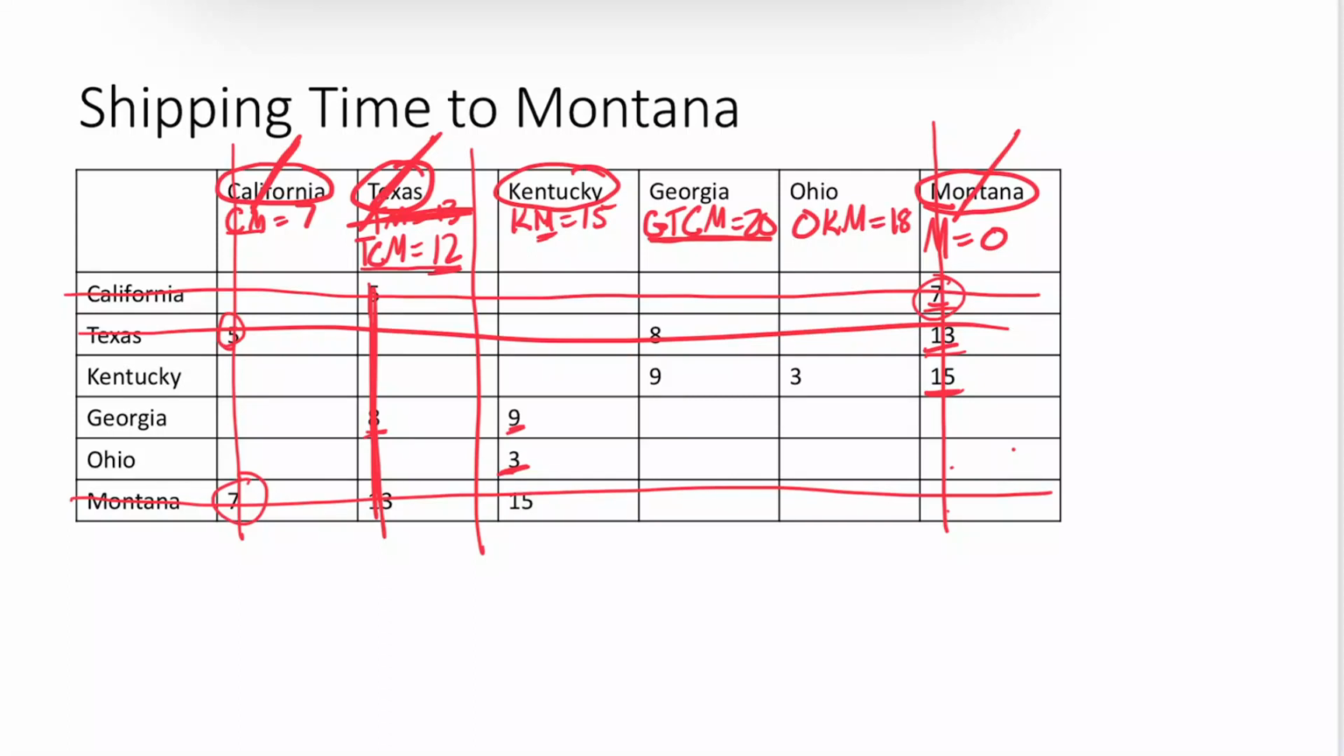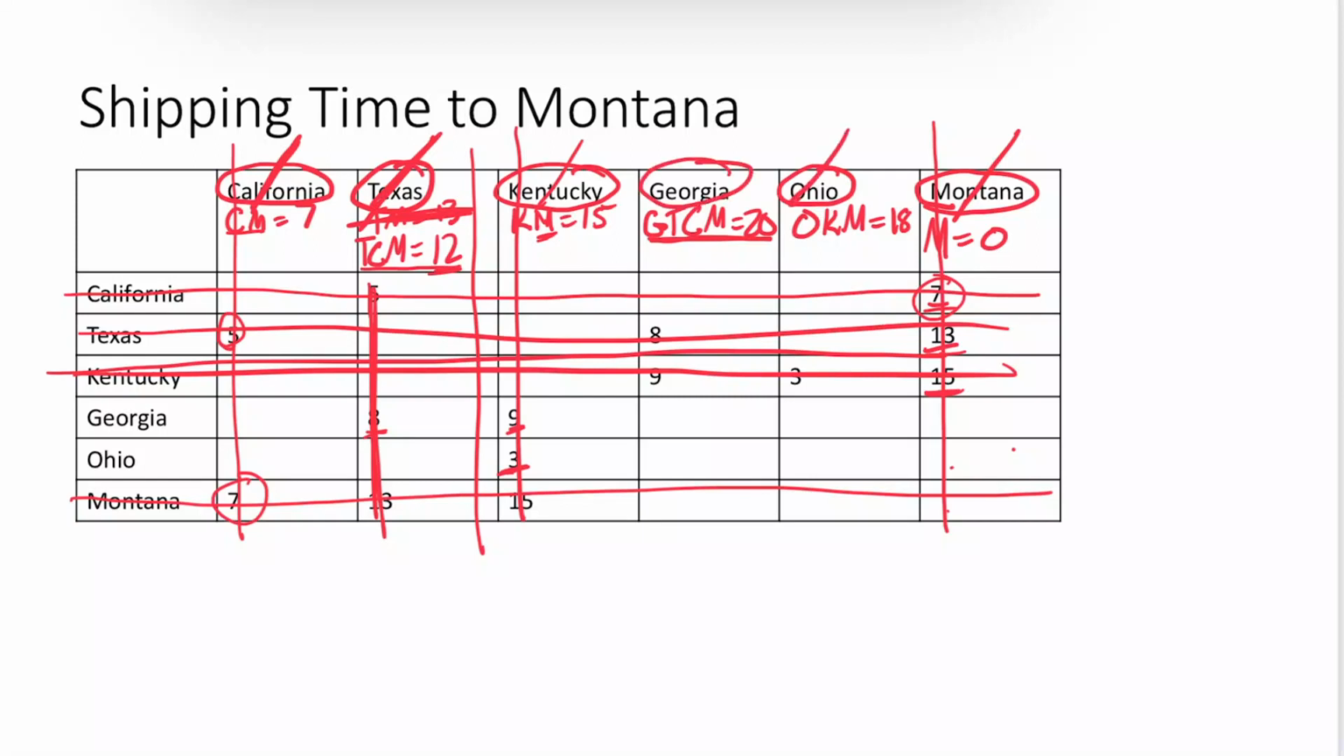And now that I've looked at all of the vertices that are adjacent to Kentucky, I can cross Kentucky out and mark that as being visited. And then I choose the next cheapest one. So it looks like Ohio is the cheapest. And Ohio is actually not adjacent to anything that hasn't already been crossed off. So I can just mark Ohio as visited. And then Georgia is also not adjacent to anything that hasn't already been visited. And so Georgia is done.